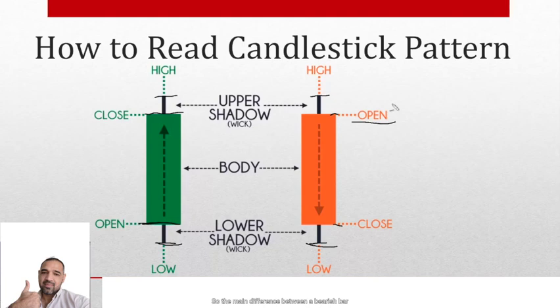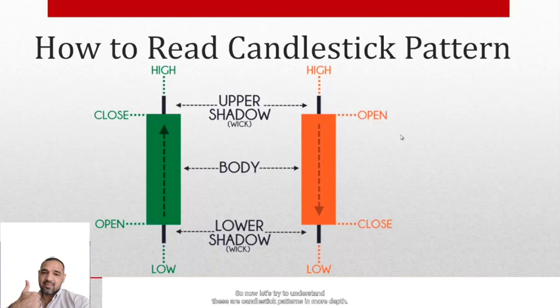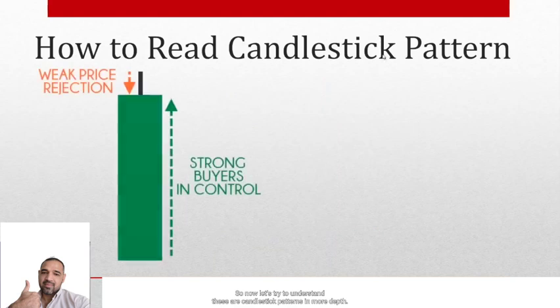So the main difference between a bearish bar and a bullish bar is that the open and close are at opposite sides. For a bullish bar, it means the price has closed higher for the session. The open is always below the close. For a bearish bar, it means that the price has closed lower for the session and the open has to be above the close. Okay, so now let's try to understand these candlestick patterns in more depth.